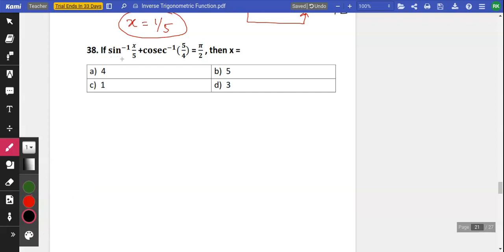In this question, sin inverse x upon 5 plus cosec inverse 5 by 4 is equal to pi by 2. Now we use the same formula. Basically, sin inverse x plus cos inverse x is equal to pi by 2.